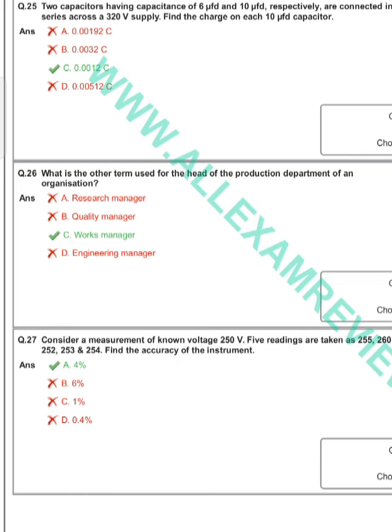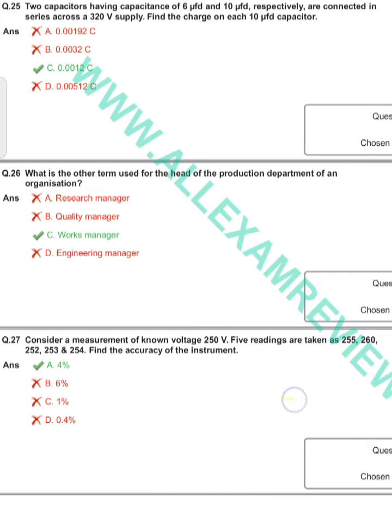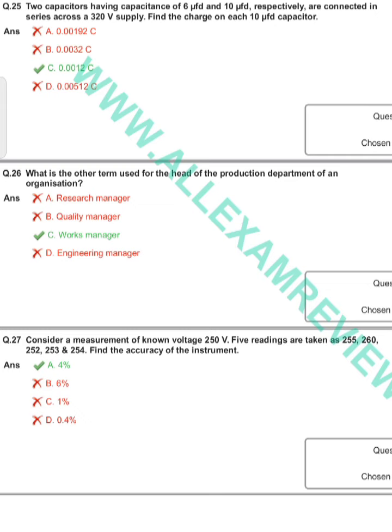Yeah, next question. Two capacitors having electrical capacitance 6 microfarad and 10 microfarad respectively are connected in series across a 320 volt supply. Find the charge on each 10 microfarad capacitor.